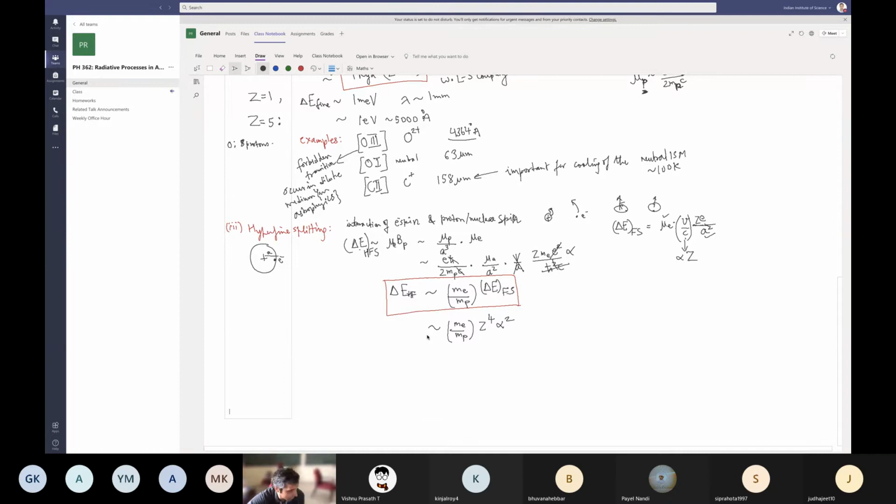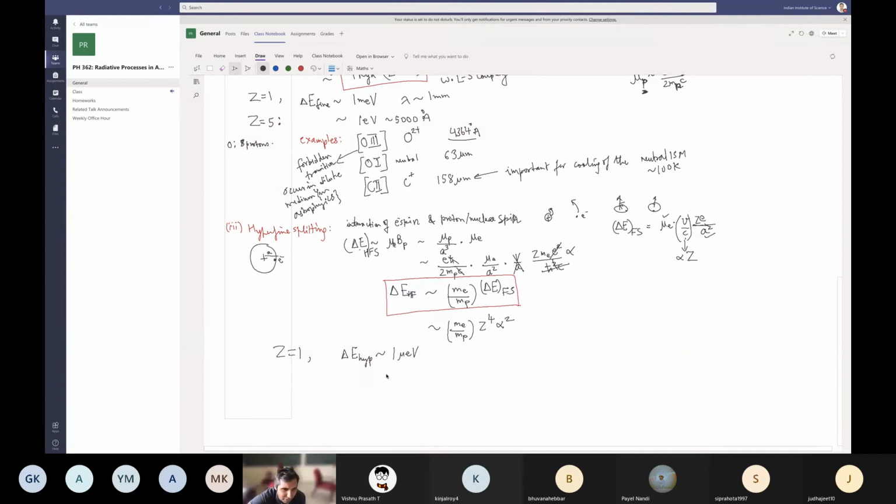right? So how much does it come out to be? If you put Z equal to 1, that is the hydrogen atom, you get delta E hyperfine is 10 to the minus 4 times 1 by 2000. So this is about 1 micro electron volt.